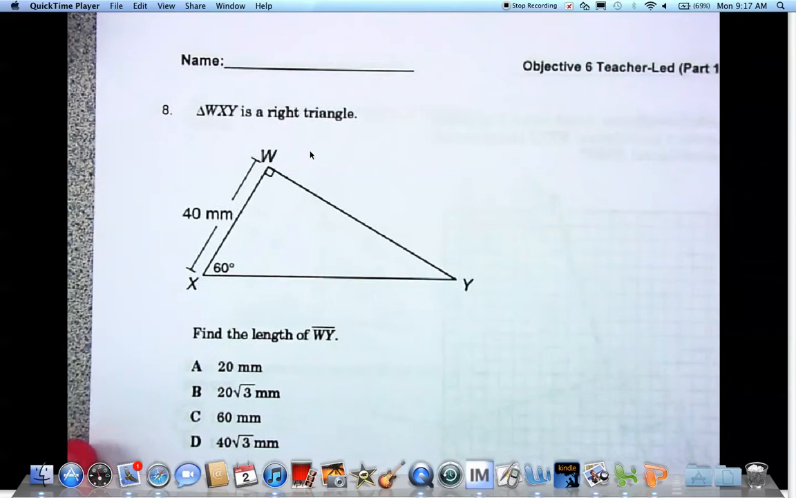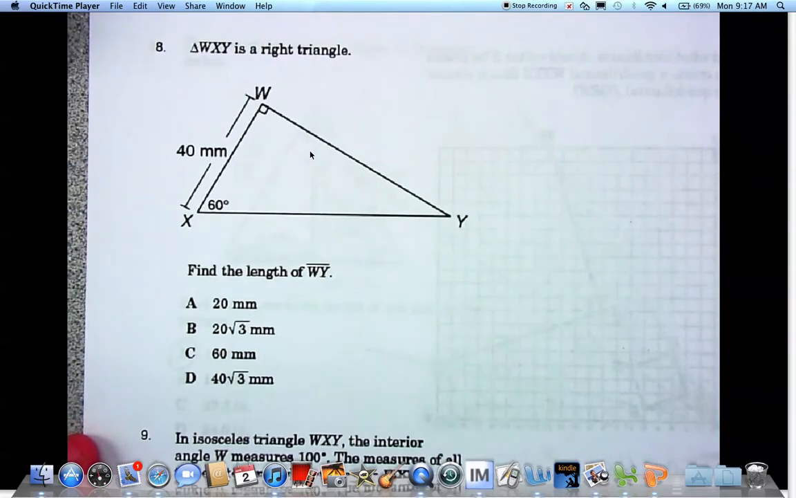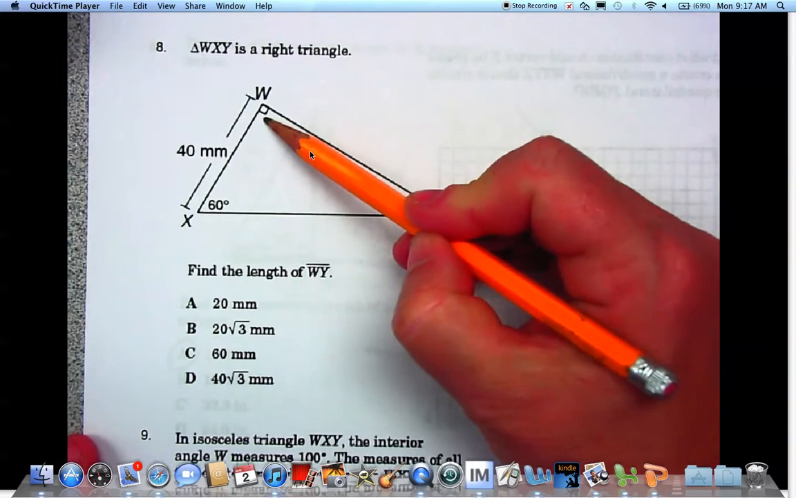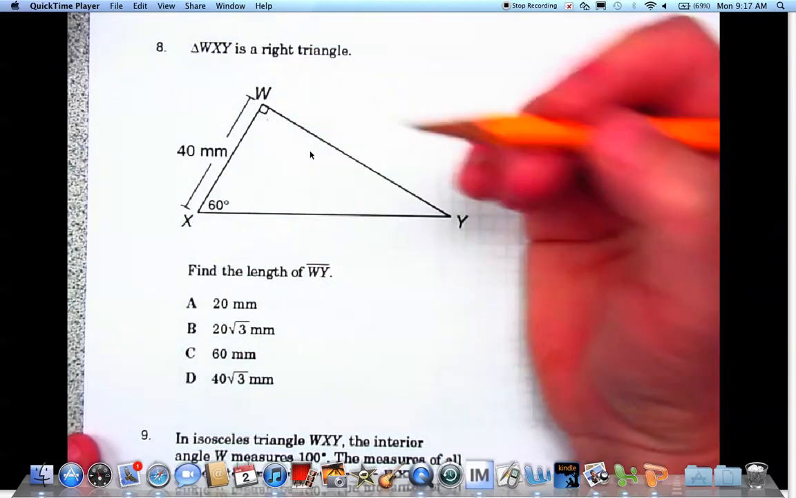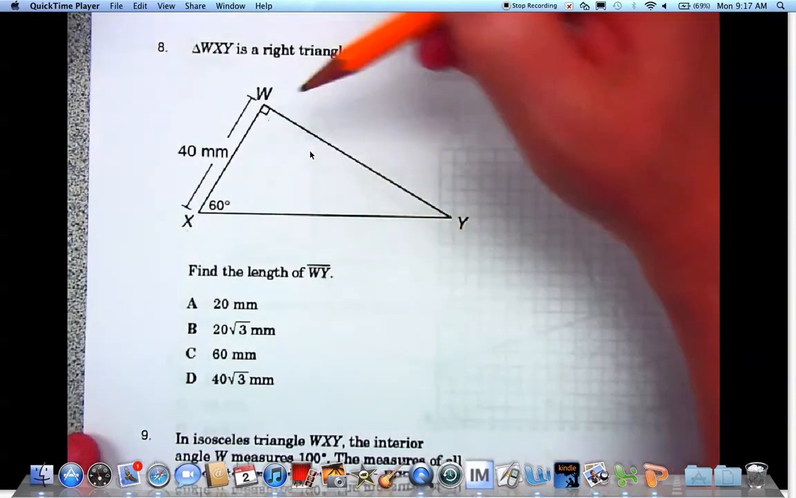You've already done the hard one. These are easy compared to that. Okay, triangle WXY is a right triangle, and they show us where the right triangle is. And then they give us what XW is, but they want us to find the length of WY.